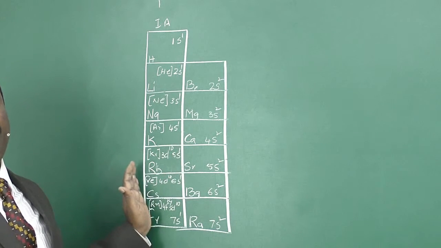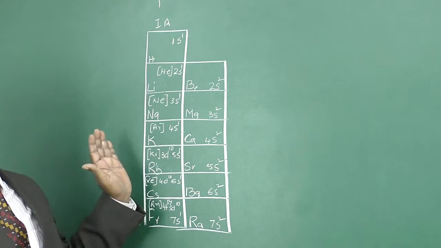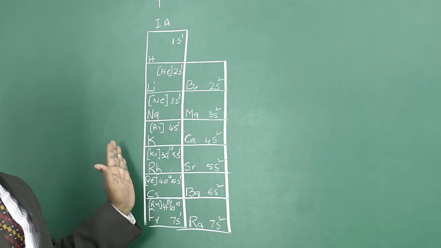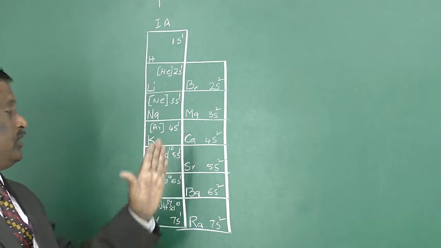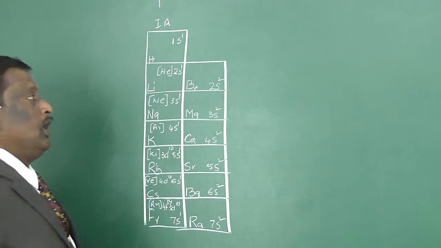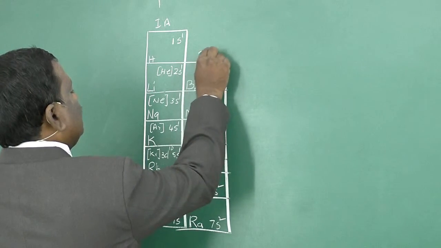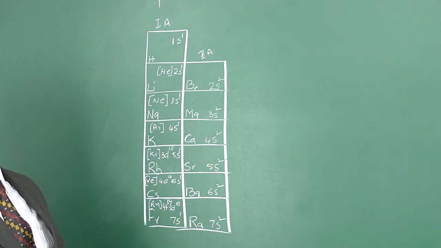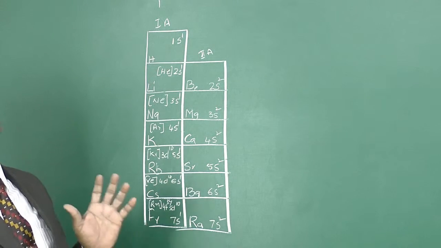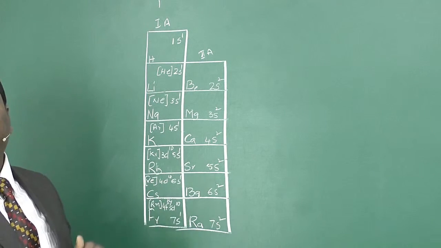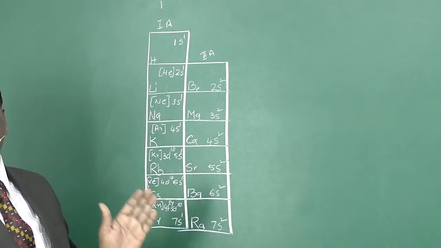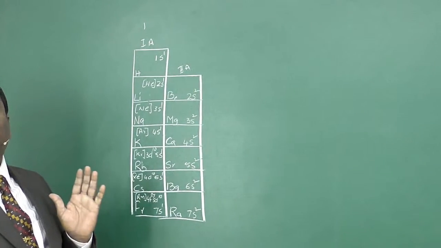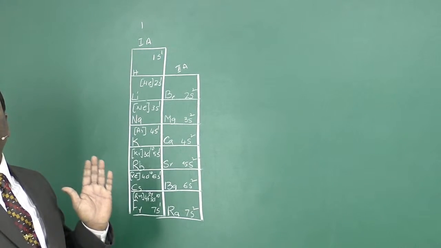Prior to these elements we have inert gas. So these S block elements, the first A group elements, by losing 1 electron will get the nearest inert gas configuration. Similarly, the second A group elements get nearest inert gas configuration by losing 2 electrons. That's why these elements are claimed as powerful reducing agents. They are perfect metals.